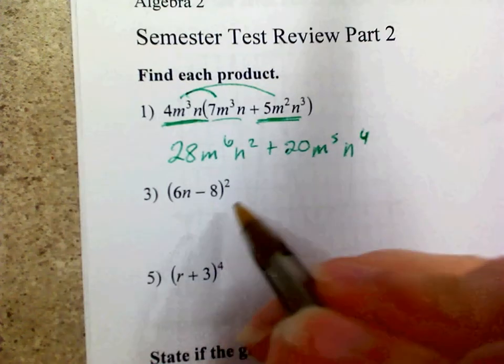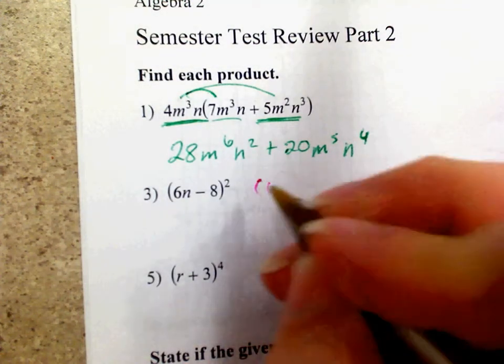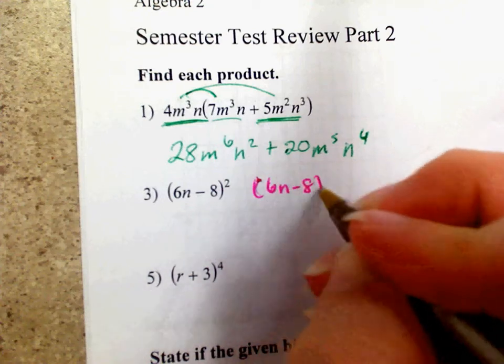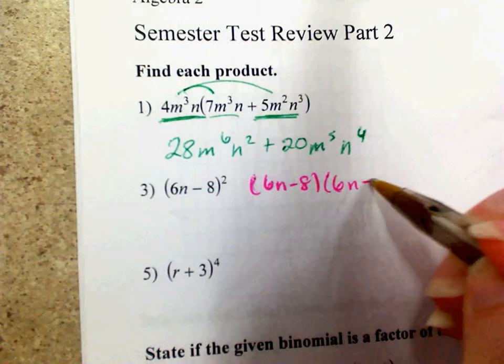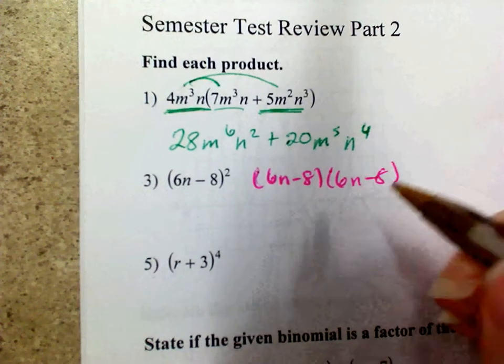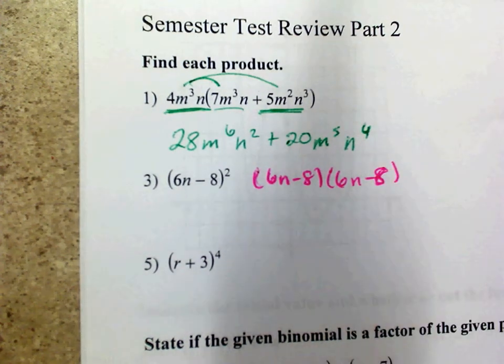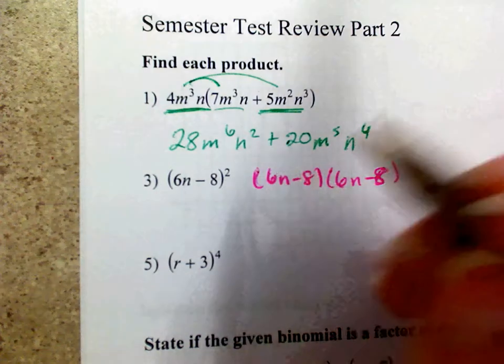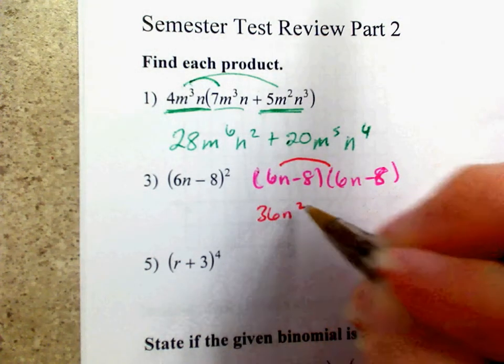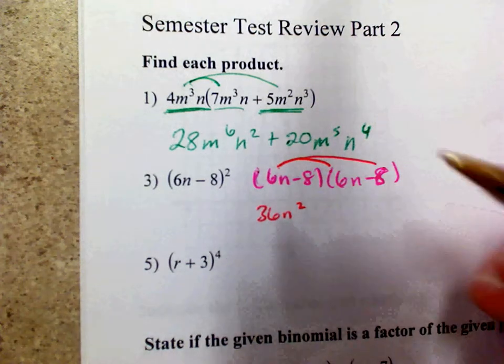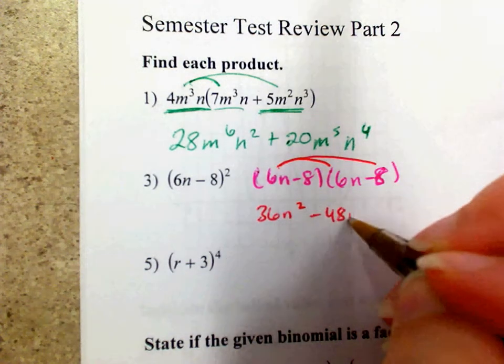Okay? On this one, you need to FOIL it out. So first I'm going to rewrite it as 6n minus 8 times 6n minus 8. And then we multiply. So I'm going to first distribute the 6n. So 6n times 6n is 36n squared. 6n times negative 8 is negative 48n.